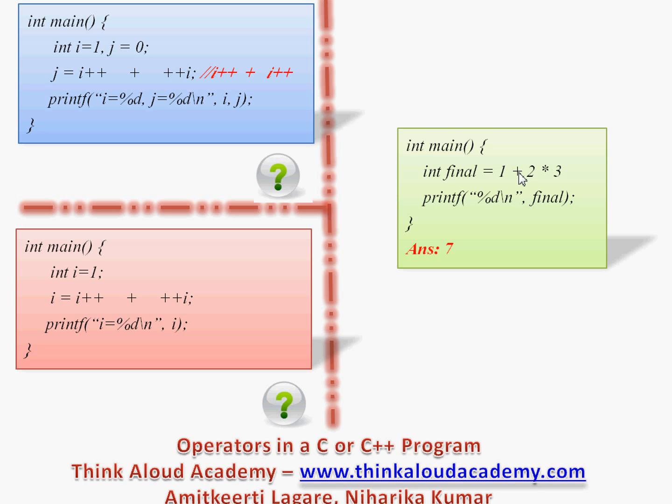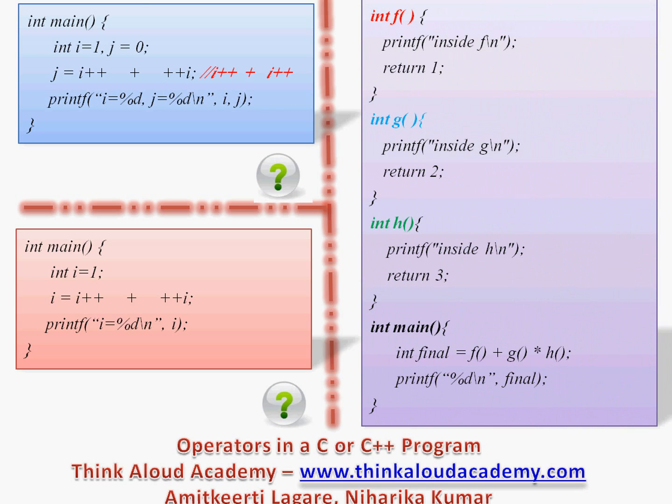Taking the same context further, if I have a function f, another function g, and another function h, and in the main, I do something like f() + g() * h(), then in what order are these functions called? Do I call function g and then h, multiply the values, and then call function f? Or is function f called, then g, then h? So in what order are the functions called? This is another query that I have with respect to this program.